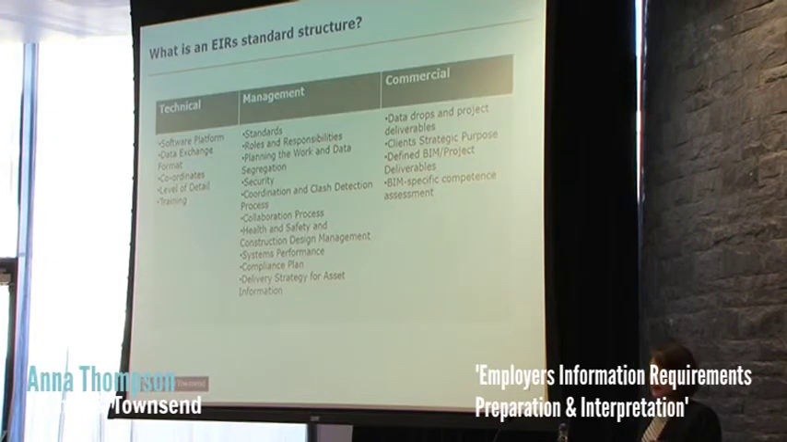So, what's the standard structure? The EIR should cover three key areas. Technical, which includes aspects such as software platforms, data exchange formats, coordination, level of detail, and training. So it's looking at what we call the model production delivery table.